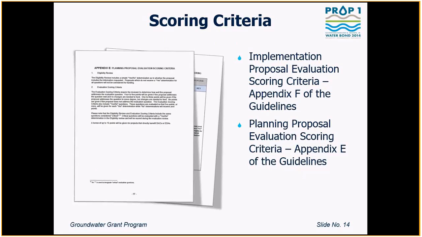So both implementation and planning proposals will be competitively scored by a technical review team. The review team will consist of staff from DFA, Division of Drinking Water, the regional water boards, and possibly the Department of Water Resources and DTSC. So the scoring criteria for implementation projects can be found in Appendix F of the guidelines, and scoring criteria for planning projects can be found in Appendix E. Again, there's the link in the FAAST questionnaire tab to access the guidelines.